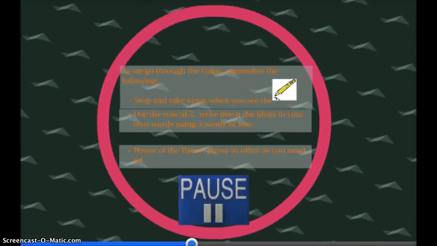Okay, don't forget to have your guided notes out. Stop and take notes every time you see the pencil. The pause button will be there to help remind you as well. And use the rule of 5, and you can pause more times than when the pause actually comes up.